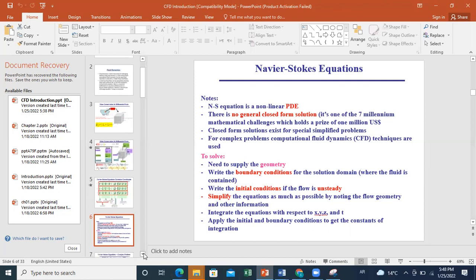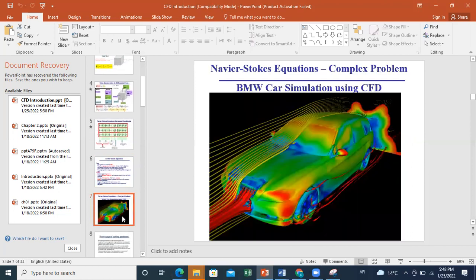Now, as we said, some problems can be simplified so that we can get an analytical solution for them, while other problems are challenging. Like, for example, if I want to simulate the flow over a car, if I want to study the curvature of a spoiler, or what should be the curvature of the car to reduce drag as much as possible, etc.